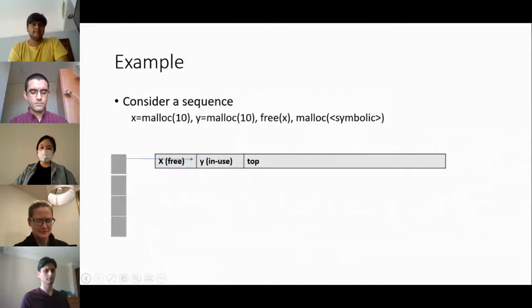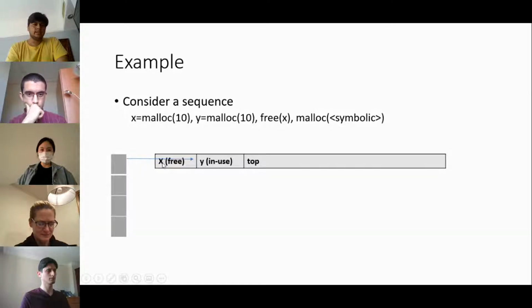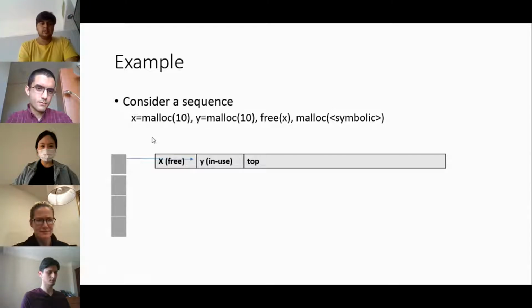So this is an example. Consider this sequence where you malloc two chunks of 10 bytes each and store them in x and y, and then free x, and then you encounter a symbolic malloc. What happens is you can allocate from either place. If the symbolic malloc size is greater, then it can be allocated from here, where x is free. And this is the free list, which makes this possible. Because of this layout, we know what the possible outcomes are.